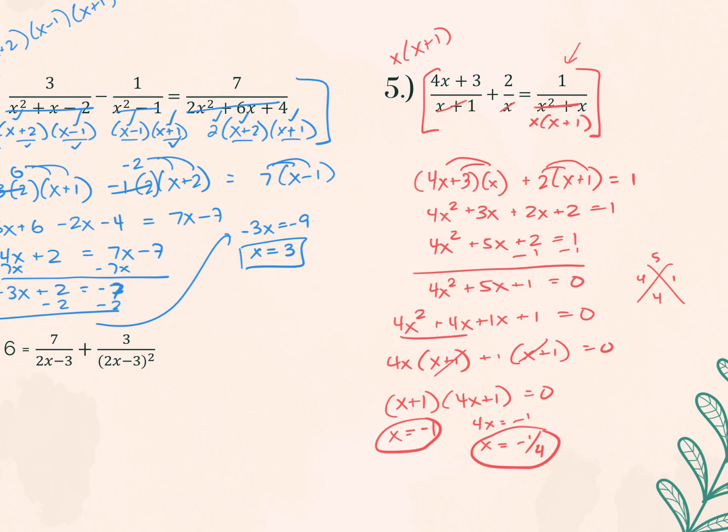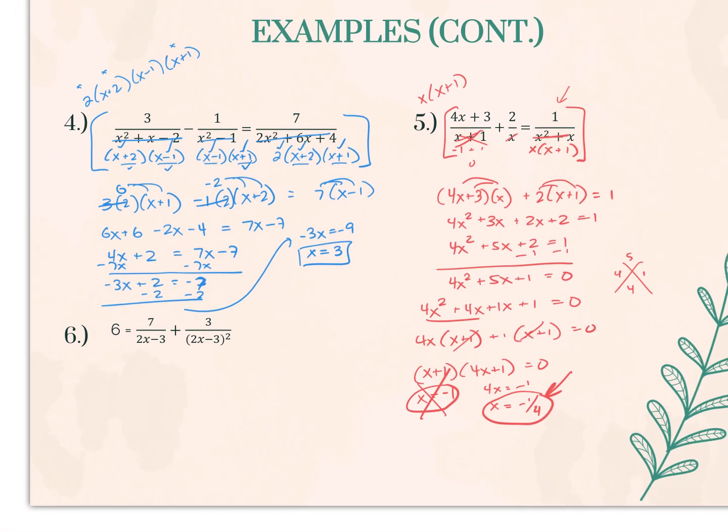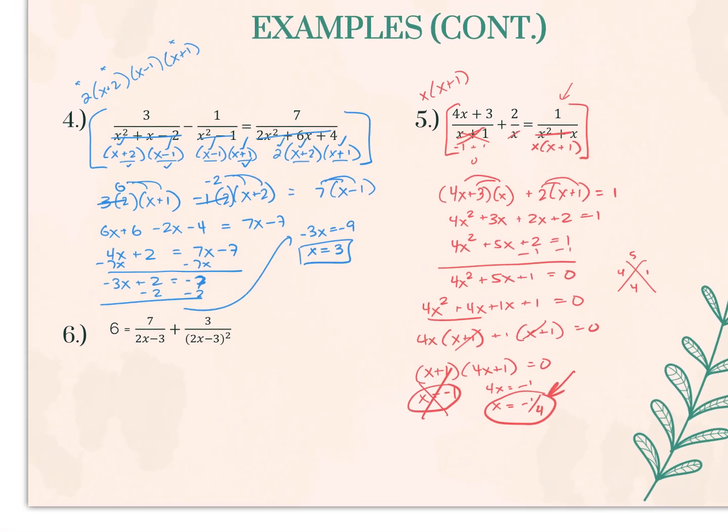Again, I have to look and see, are any of these extraneous? And I realize that if x is -1, this denominator here would be 0. So x cannot be -1. So this is the only solution to this problem. Last problem we're going to do here is this one.